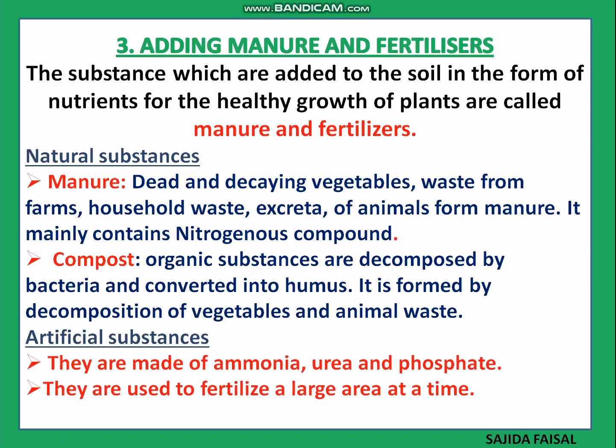Manure. Second one, compost. We already learned in the 6th standard how we can make compost at home. Vermicompost we learned. In compost, organic substances are decomposed by bacteria and converted into humus. This manure and compost we can get from the natural substances. Then some substances we are making artificially. They are made of ammonia, urea and phosphate. They are used to fertilize a large area at a time. In a large area at a time, the fertilizers we can use.